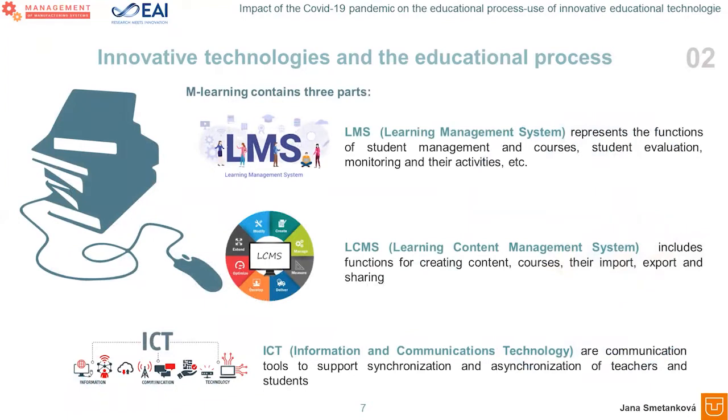M-learning contains 3 parts, concretely. The first part is the learning management system. The learning management system represents the function of student management and courses, students' evaluations, monitoring, and their activities. The next part is the learning content management system. It includes functions for creating contents, courses, import, export, and sharing. The last part is information and communication technology. Information and communication technology are communication tools to support synchronous and asynchronous communication of teacher and students.